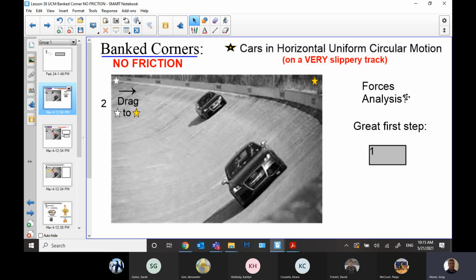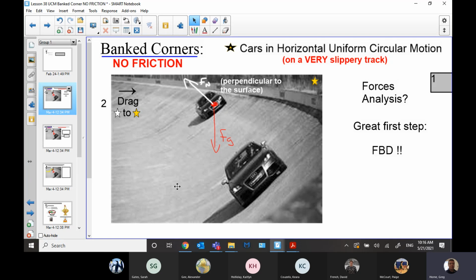All right, so if we're trying to think about forces and analyze this situation, a great first step would, of course, be to draw a free body diagram. I have this set up so I can drag the free body diagram in. Drag the white star to the yellow star, and that is the free body diagram we're looking at. The car has gravity on it, of course, and then it has a normal force on it that's perpendicular to the surface, perpendicular to the roadway. There's no other forces on it, right? Because there's no friction, there's nothing else going on.